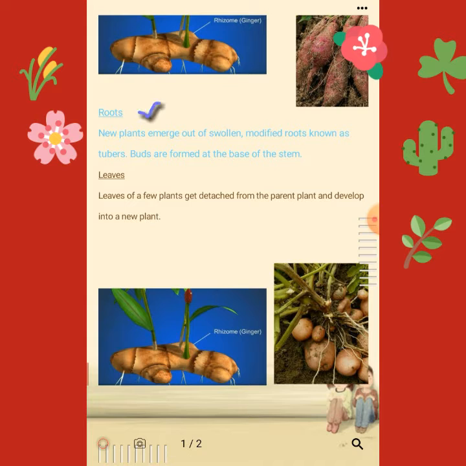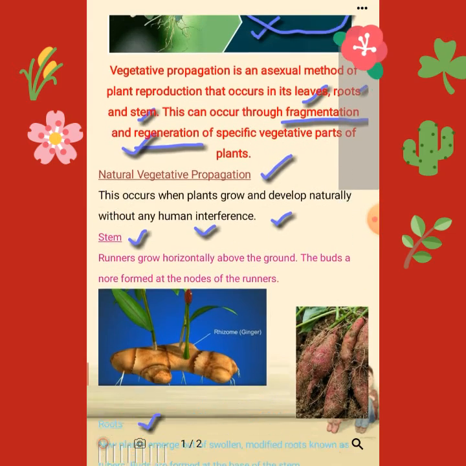So here, examples are like stem, leaves and roots involved in natural vegetative propagation. Here you can see roots also are involved in natural vegetative propagation, even leaves also. Remember, this can be converted into artificial methods also, but naturally, even when humans are not involved in the process, it can be done. So how it can be done, you can see.